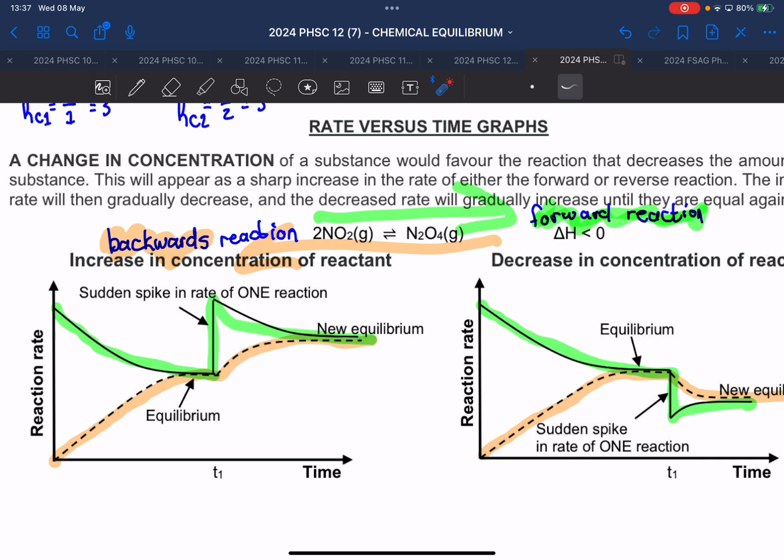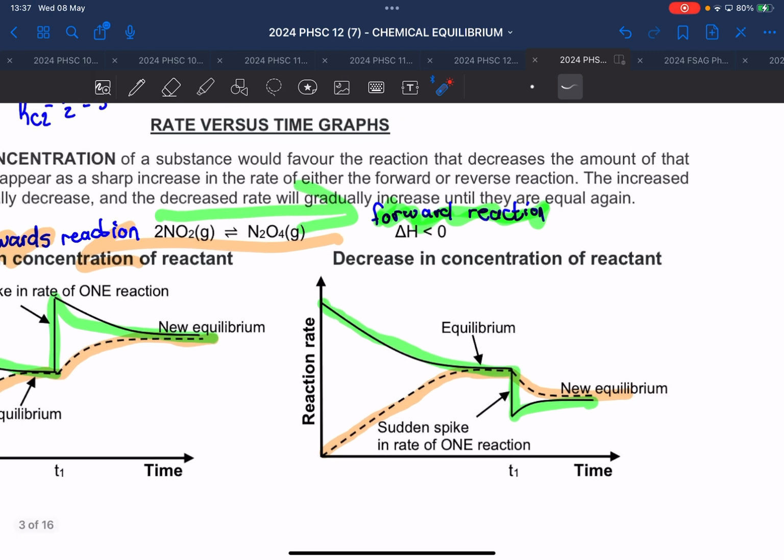That's it for this graph. So it's not that much more complicated. The most complicated thing is to realize one of these lines represents the forward reaction and the other one the backwards reaction. If it's a reaction rate, it represents forward and backward. If it's concentration, it represents products and reactants.